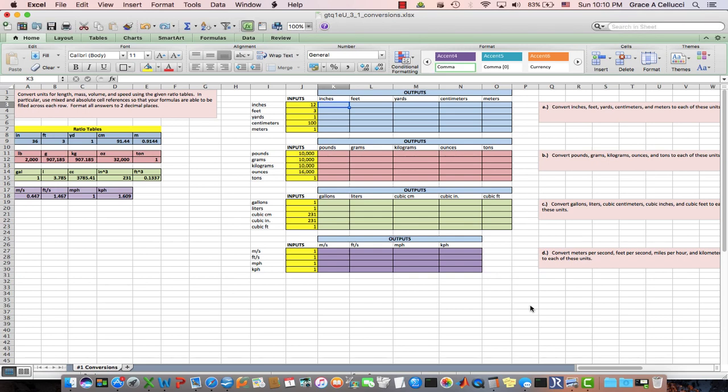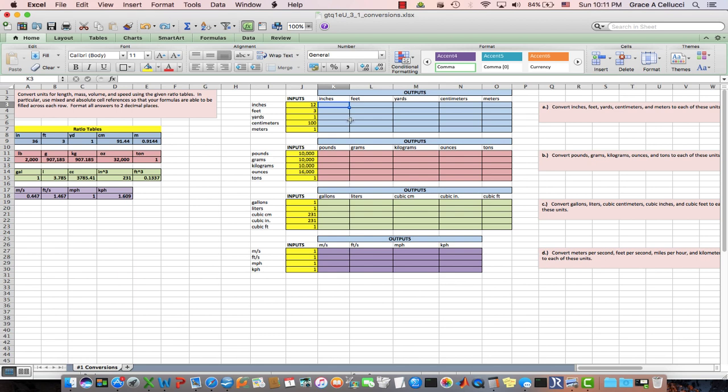So this is our first Excel assignment for Chapter 3. We're in Chapter 3, Section 1, and we are doing Excel Assignment 3.1 Conversion. For this, we're going to convert units of length, mass, volume, and speed using the given ratio tables located on the left side of your screen. In particular, they want us to use mixed and absolute cell references so that our formulas are filled across each row. And then we need to make sure that we have formatted all of our answers to 2 decimal places.